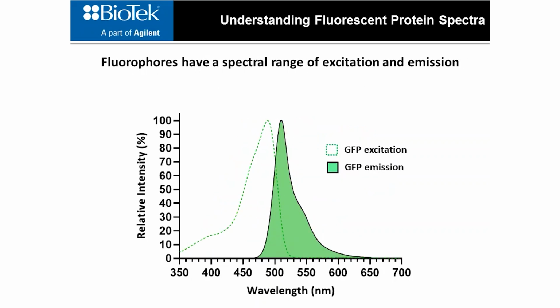For example, this is the spectral profile for GFP. The profile with the dotted line shows the range where it can be excited, and the profile shaded in green shows where emitted light occurs. Ideally, you want to maximize the amount of fluorophore you excite as well as the amount of light that you can collect.